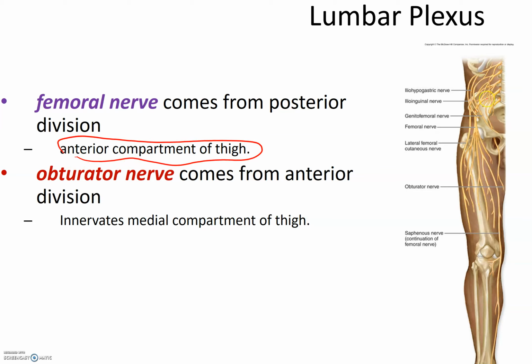The other nerve that comes off it is the obturator nerve. It comes from the anterior division, and it's going to go through the obturator foramen, and it goes to the medial portion of the thigh. So that's going to go to the adductor group and the gracilis. So the femoral nerve is going to go to the extensors of the anterior thigh. The obturator nerve goes to the adductors.